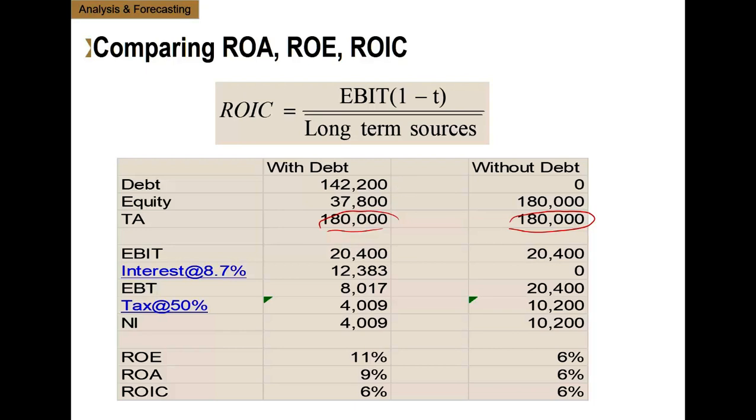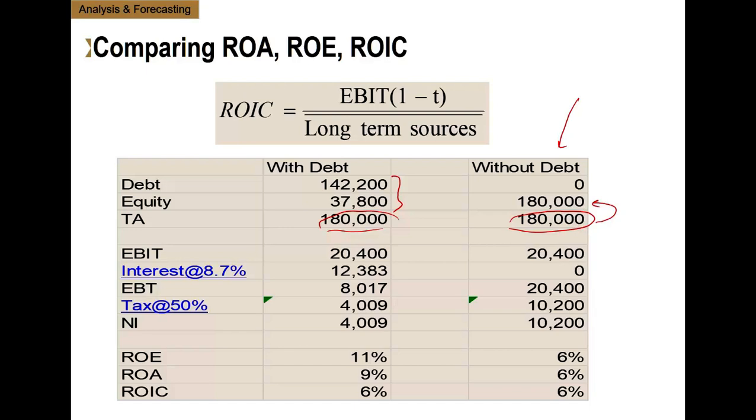Or only through equity. So the debt and equity scenario is this, right? Of the $180,000, I funded $142,000 coming from debt holders and $37,000 from equity holders. In the without debt scenario, we're funding all of the money from equity holders.